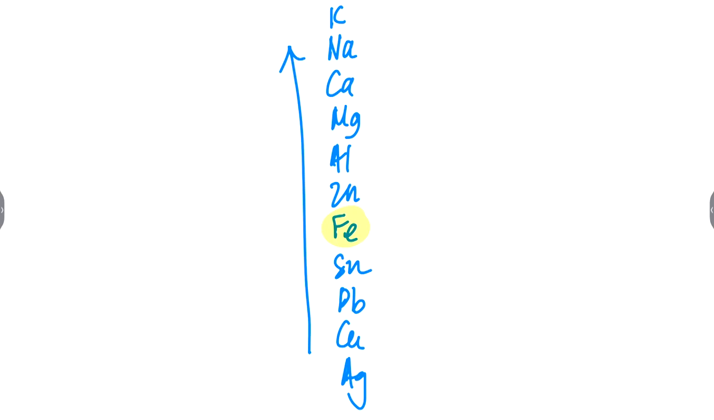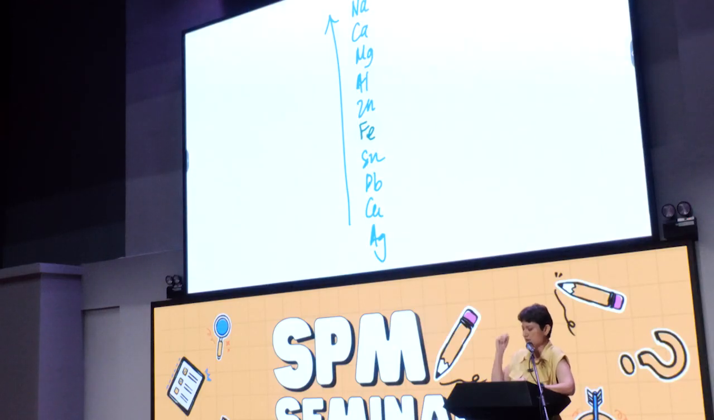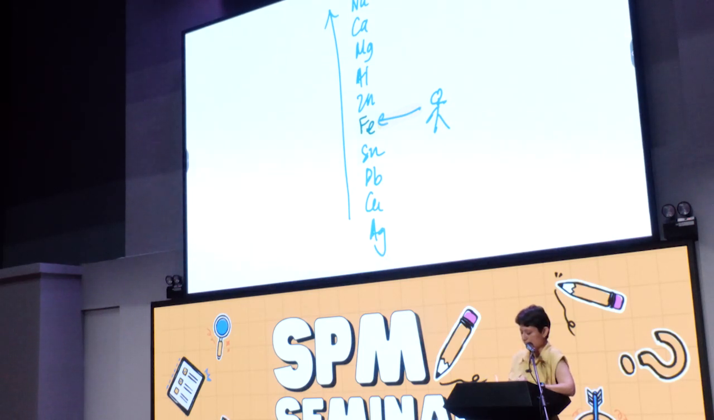So, iron is you. You are iron. Okay, magnesium is your mom, and silver is your girlfriend. Okay, now you go to eat. Okay, I don't know where you all go eat nowadays.